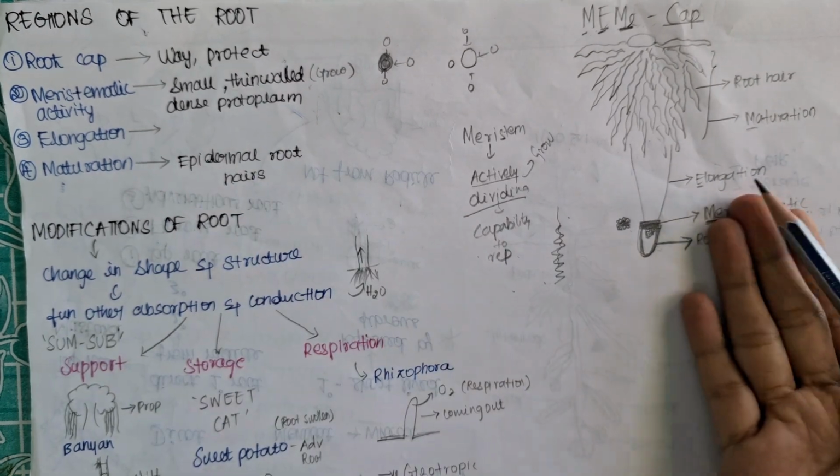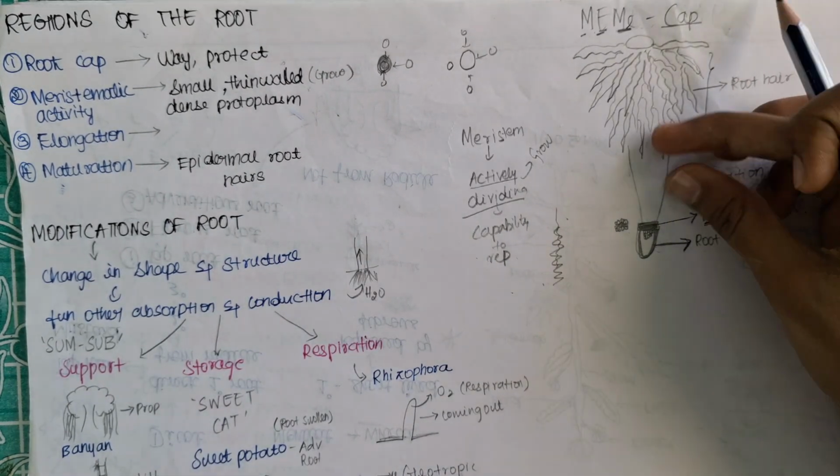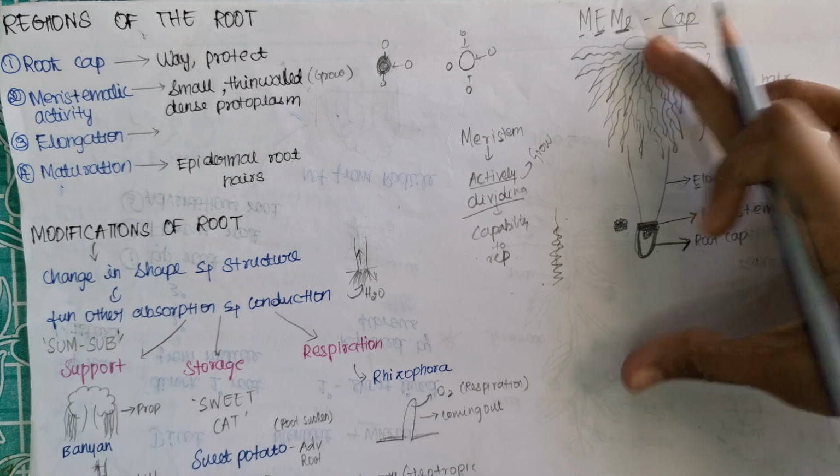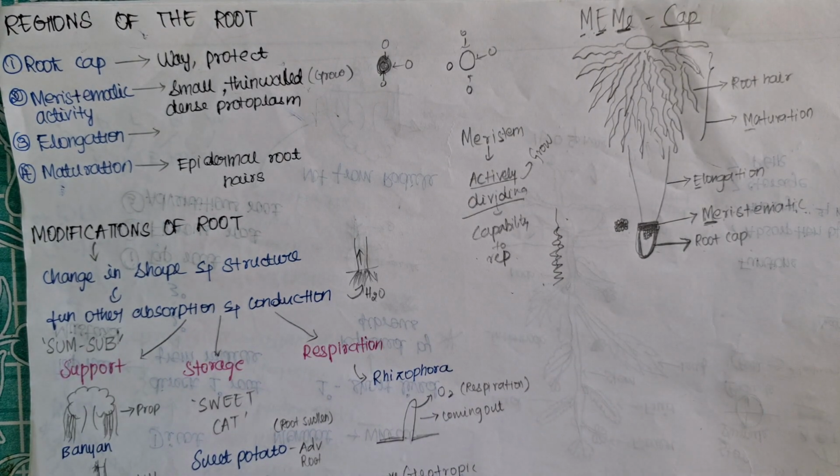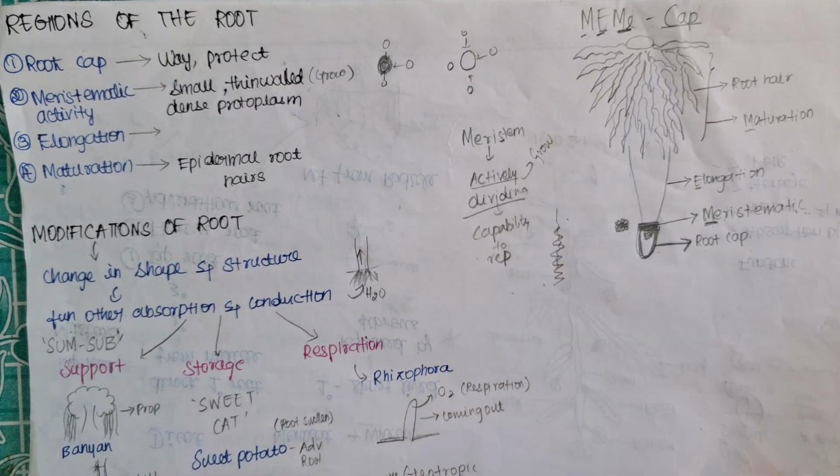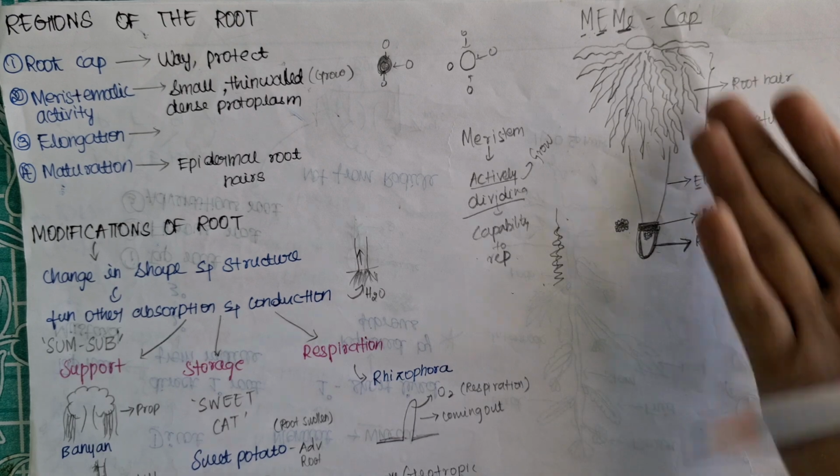Now the region of elongation. The word itself says this is the part of growing, in case of height, I could say. The region of elongation will be giving the height to the root.